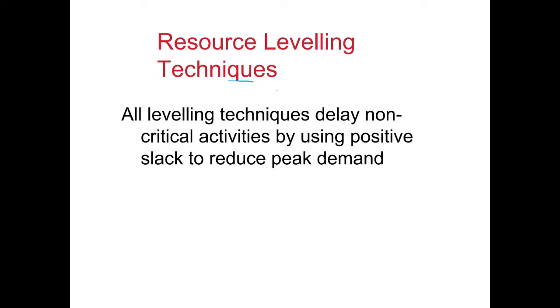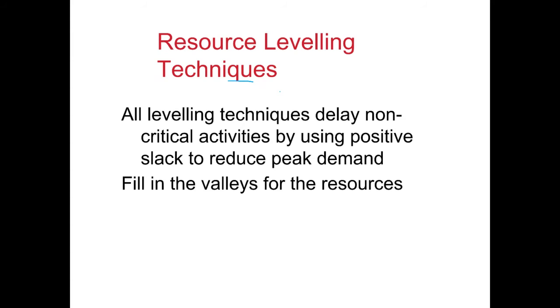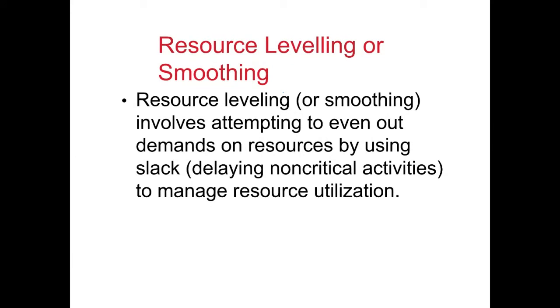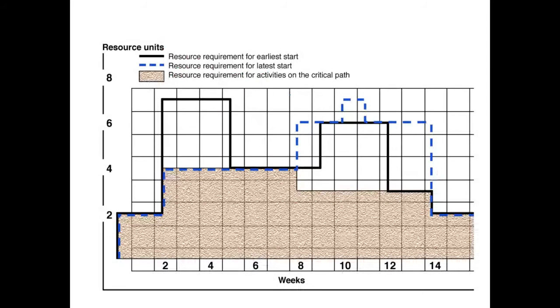So we try to achieve a more leveled resource profile, and the way to achieve it is by delaying the non-critical activity by using the positive slack. And we will try to fill in the valleys for the resources. We do not want to see too many huge peaks and troughs and valleys within the resource histogram, rather a smoother resource profile. So resource leveling or resource smoothing involves attempting to even out demands on resources by using slack, which basically involves delaying the non-critical activities to manage resource utilization.